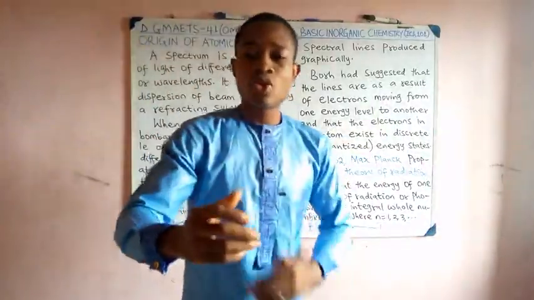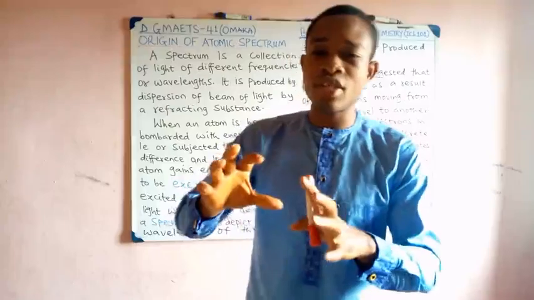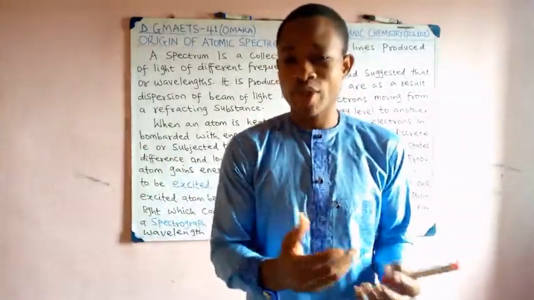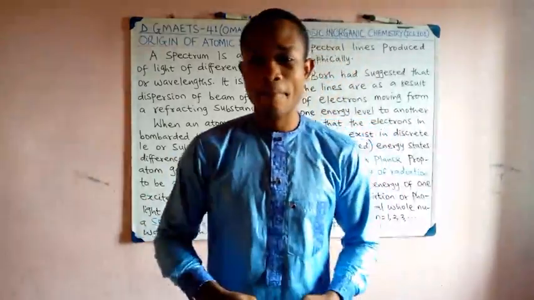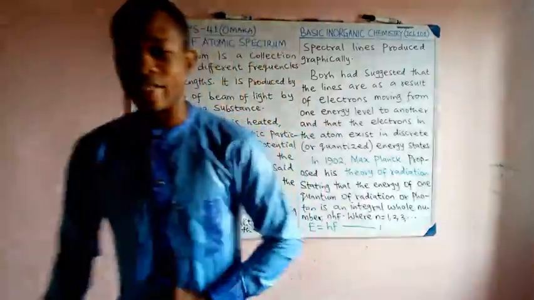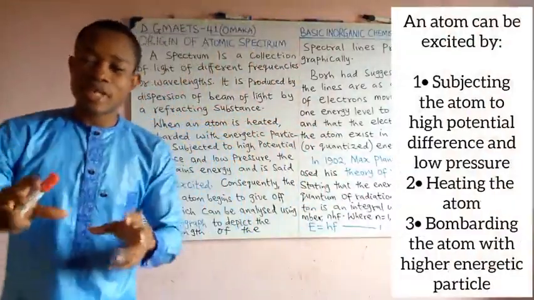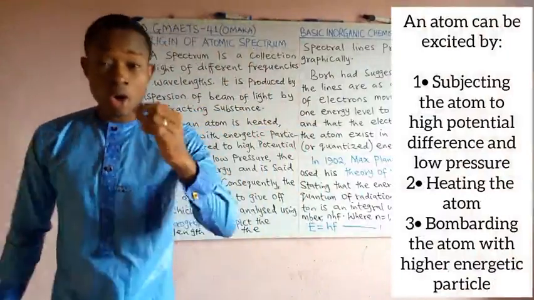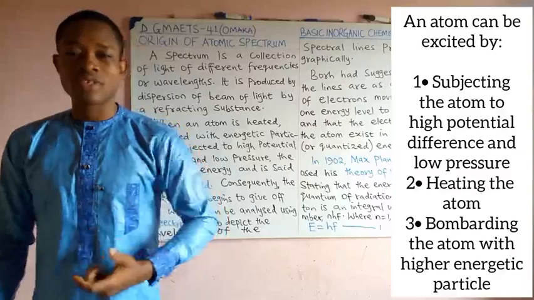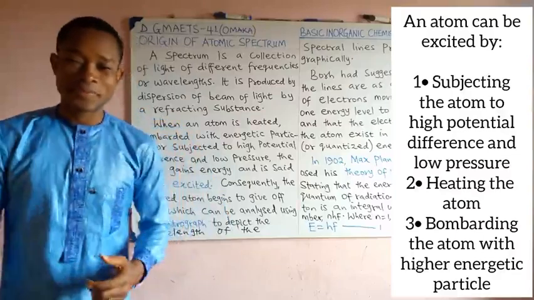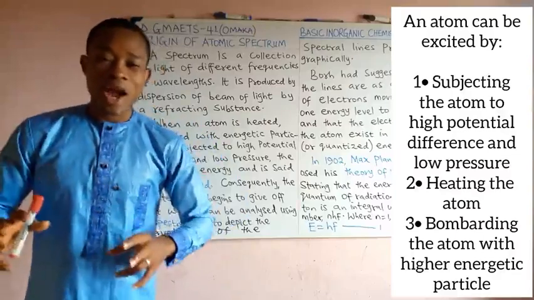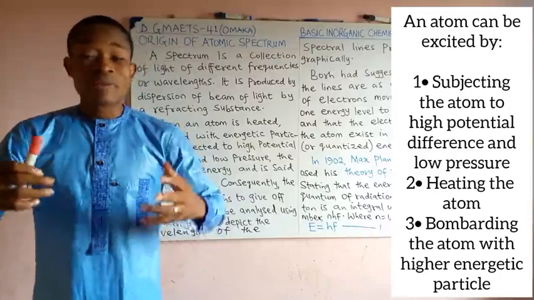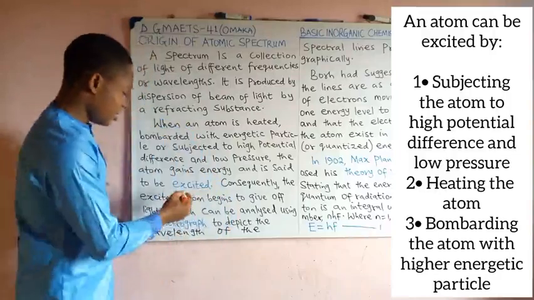What really leads to the formation of these lines, which gives rise to what we call the spectrum of light? When an atom is heated, or when you subject that atom to high potential difference and low pressure, or when you bombard the atom with an energetic particle, something happens to the atom. We refer to it as excitation. The atom becomes excited.